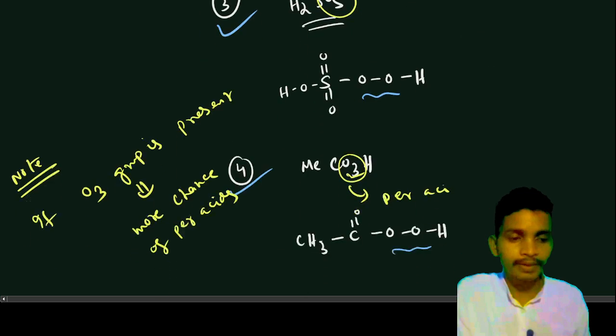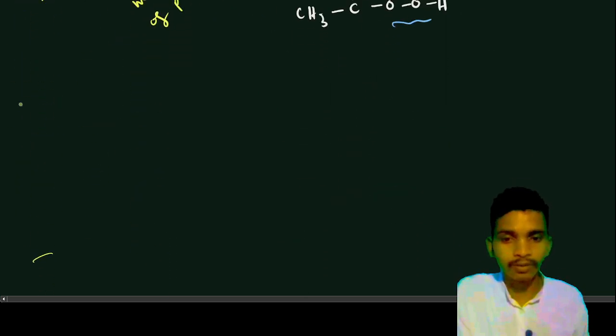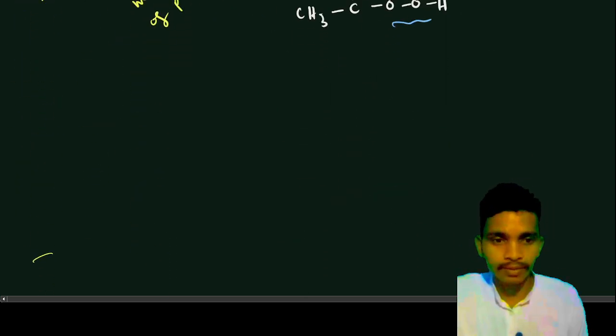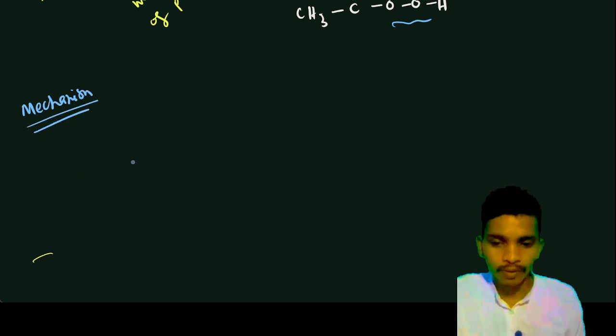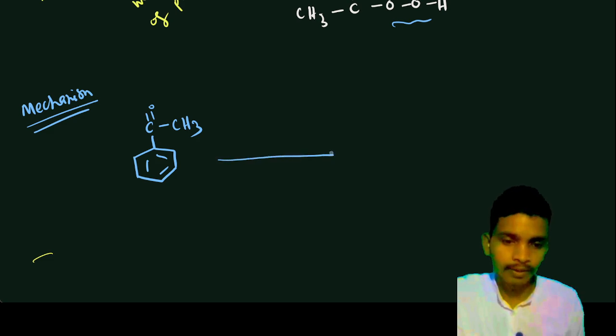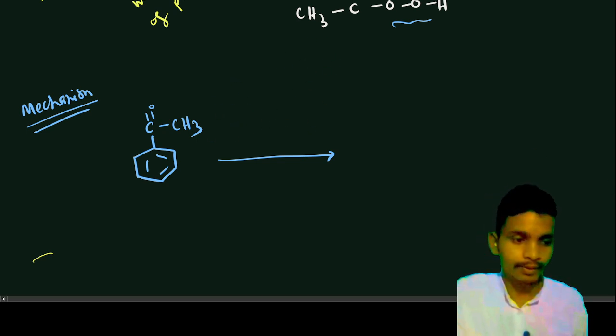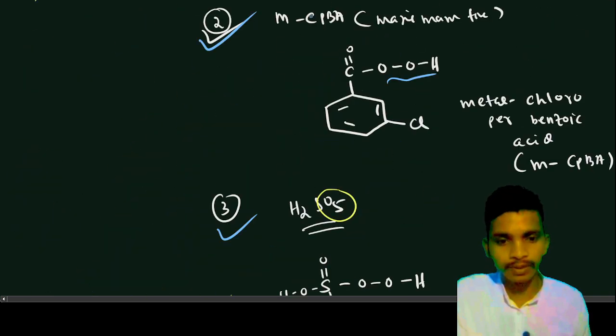So what is the mechanism? After that we will go for the shortcuts. So, the mechanism of the Baeyer-Villiger oxidation. Let's say we have this ketone group here, CH3, and we have a peroxide. Any of these peroxides you can take, take one.